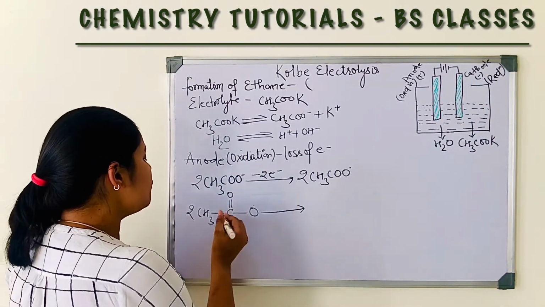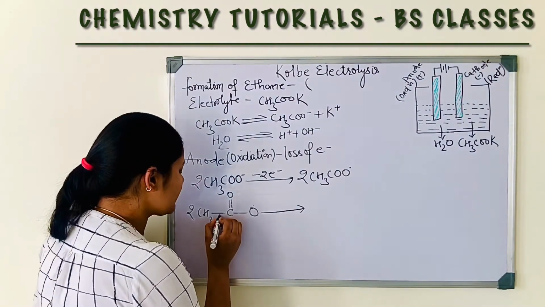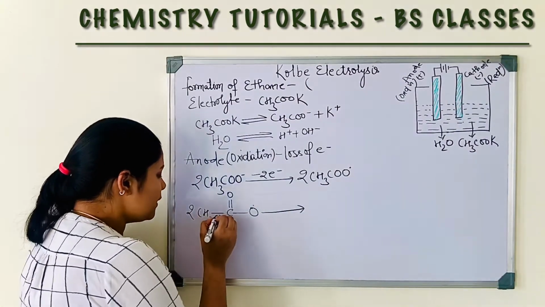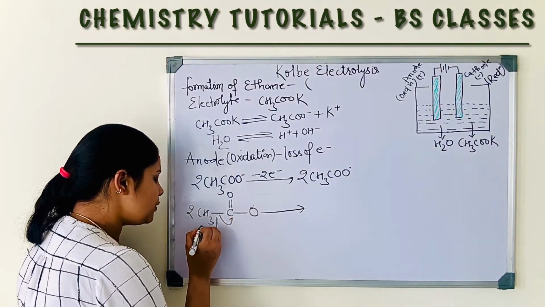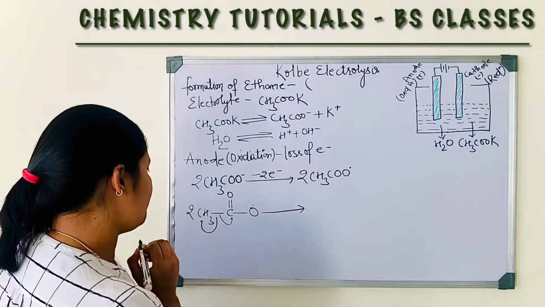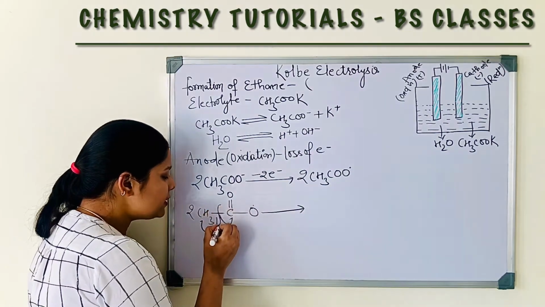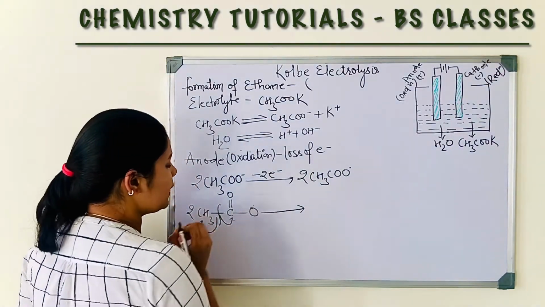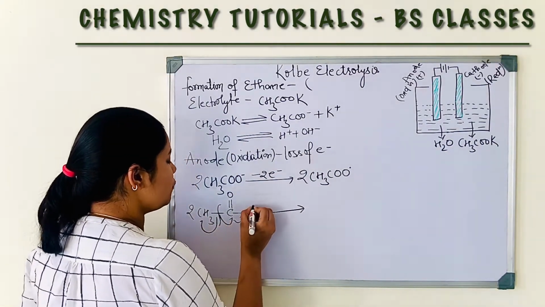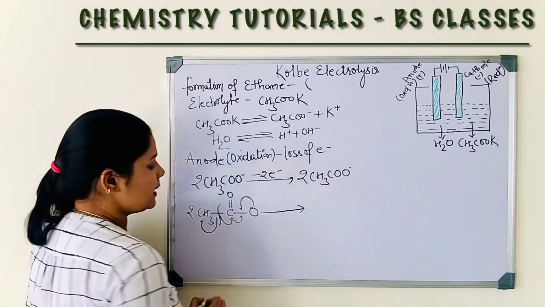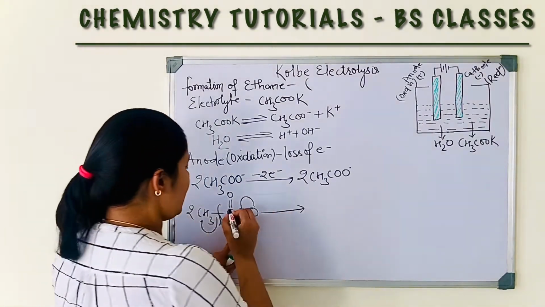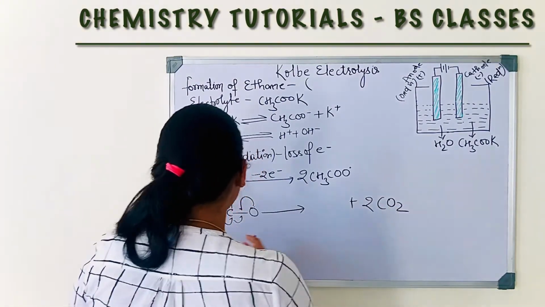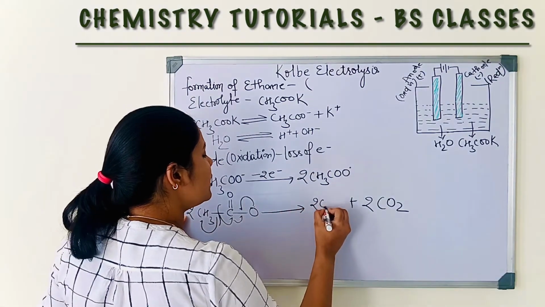So this carbon withdraws 1 electron toward itself, and the remaining 1 electron shifts to this methyl group. Here homolytic cleavage takes place. Now 1 electron of this carbon and 1 electron of the other carbon form a bond, that is a pi bond, and form 2 molecules of CO2, and here 2 molecules of methyl free radical are left.